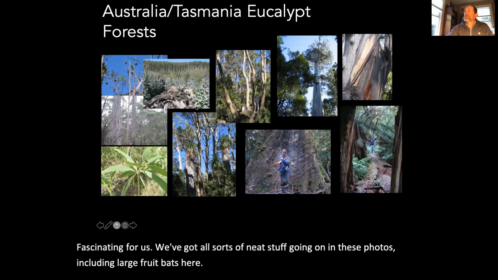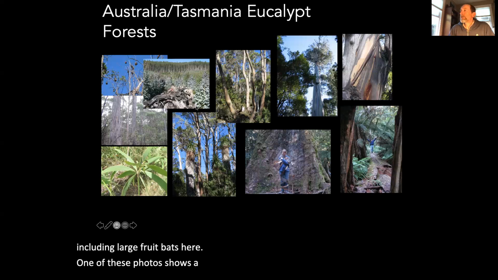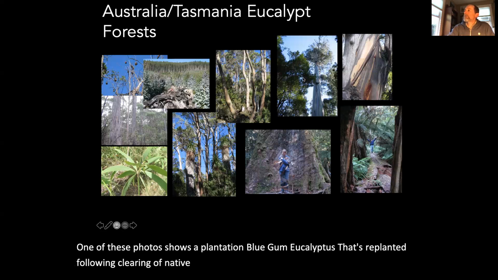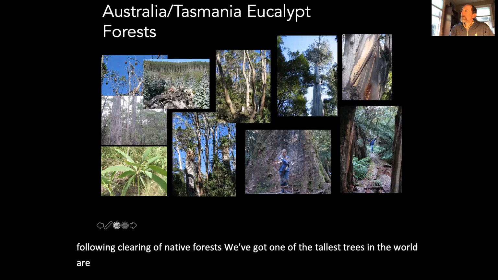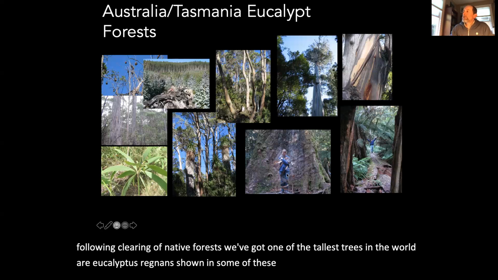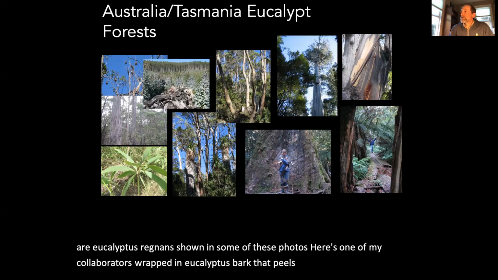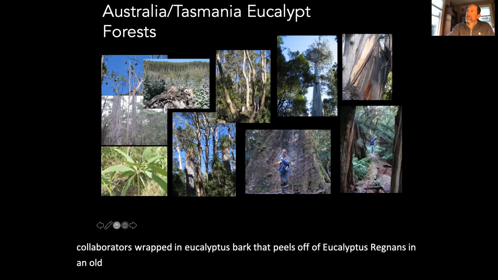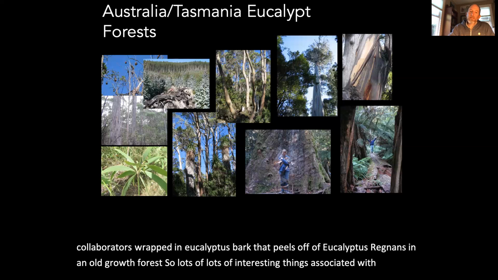One of these photos shows a plantation, a blue gum eucalyptus that's replanted following clearing of native forests. We've got one of the tallest trees in the world, a Eucalyptus regnans, shown in some of these photos. Here's one of my collaborators wrapped in eucalyptus bark that peels off of Eucalyptus regnans in an old growth forest. So lots of interesting things associated with these tree species.